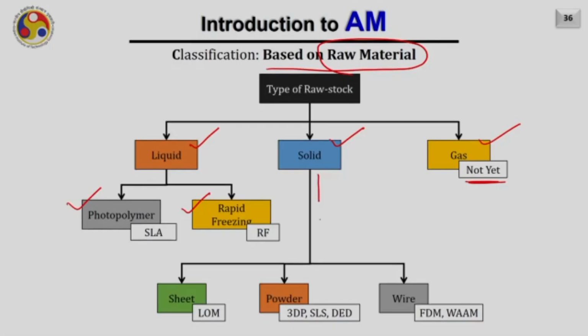If the raw material is solid, then there are three types. Sheet can be the raw material, powder can be the raw material, or wire can be the raw material. If sheet is the raw material, then the example is laminated object manufacturing. We have just seen that. If powder is the raw material, then the examples are the 3D printing process, selective laser sintering, directed energy deposition. And if wire is the raw material, then the examples are fused deposition modeling or wire arc additive manufacturing. We shall stick to this particular classification for our further discussion.